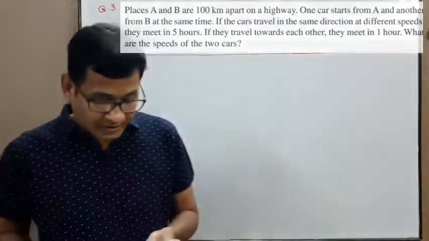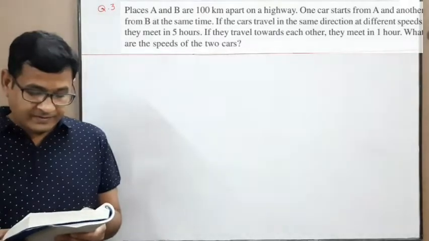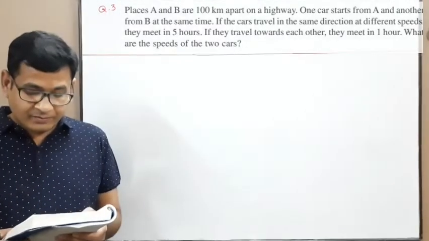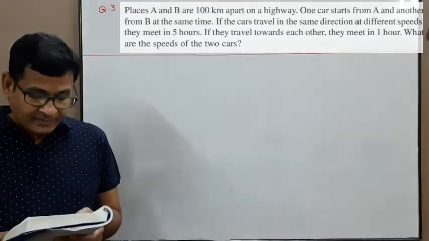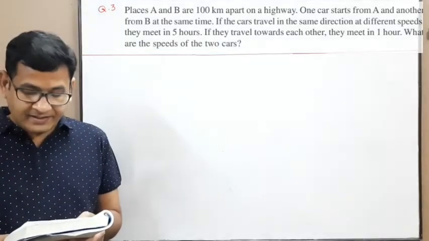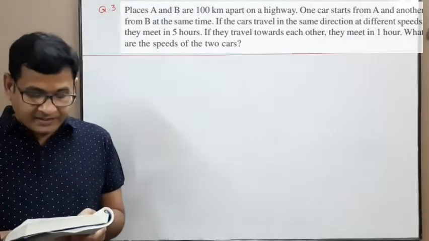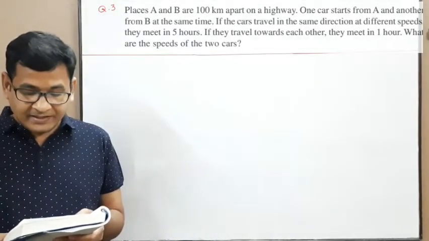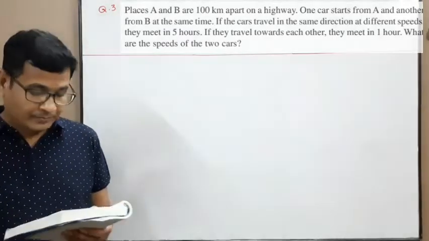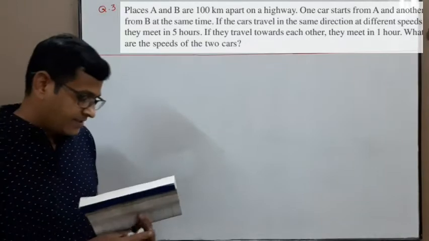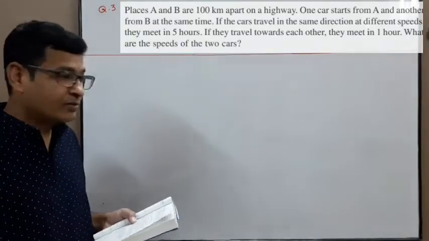Next problem. Places A and B are 100 km apart on a highway. One car starts from A and another from B at the same time. If the cars travel in the same direction at different speeds, they meet in 5 hours. If they travel towards each other, they meet in 1 hour. What are the speeds of the two cars? So first, just see the last line of the question. What are the speeds of the two cars?